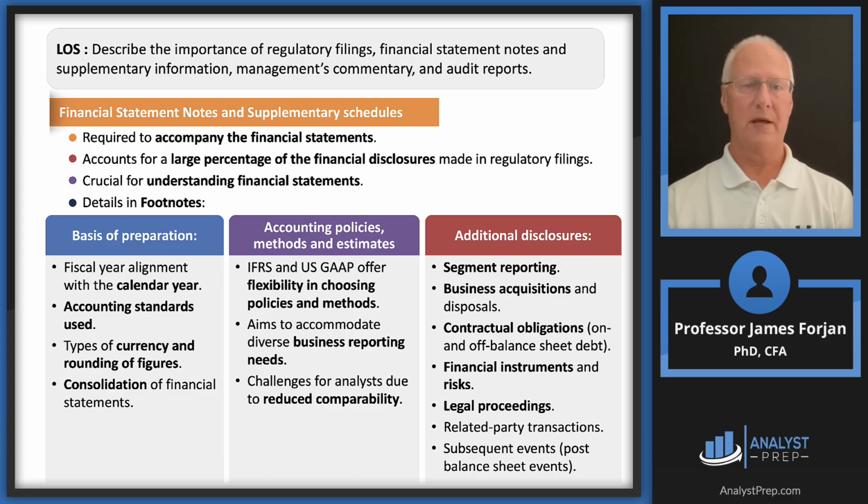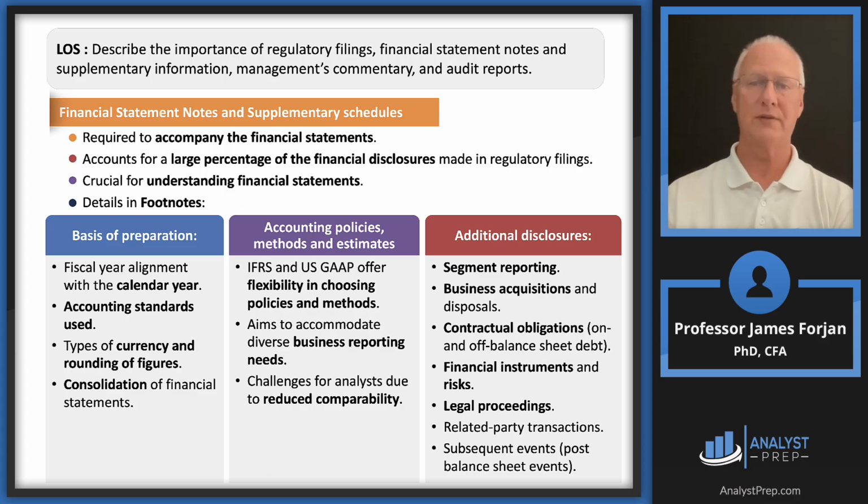All right, so what are some details in the notes? Yeah, calendar year, fiscal year, accounting standard used, currency, consolidation of financial statements. How about that middle column there, the accounting policies? Yeah, so IFRS and US GAAP have some differences in there, and we're going to have to reconcile those differences, not just in level 1, but all the way through level 3. Some additional disclosures: segment reporting, which we're going to talk about here in just a little bit.